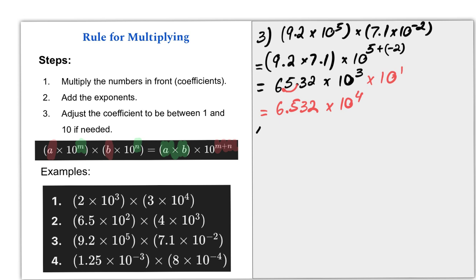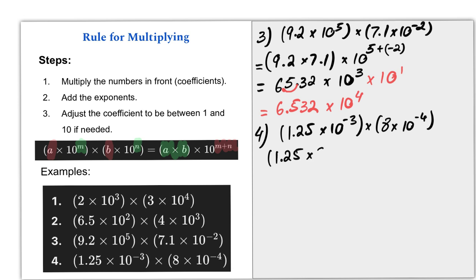Let's try the last one, the 4th. Here we have 1.25 times 10 to the negative 3rd power times 8 times 10 to the negative 4th power. Again, we're going to multiply the coefficients and add the exponents. 1.25 times 8 equals 10, times 10 to the negative 7 power. Both exponents are negative, two negatives, which means we're going to add.